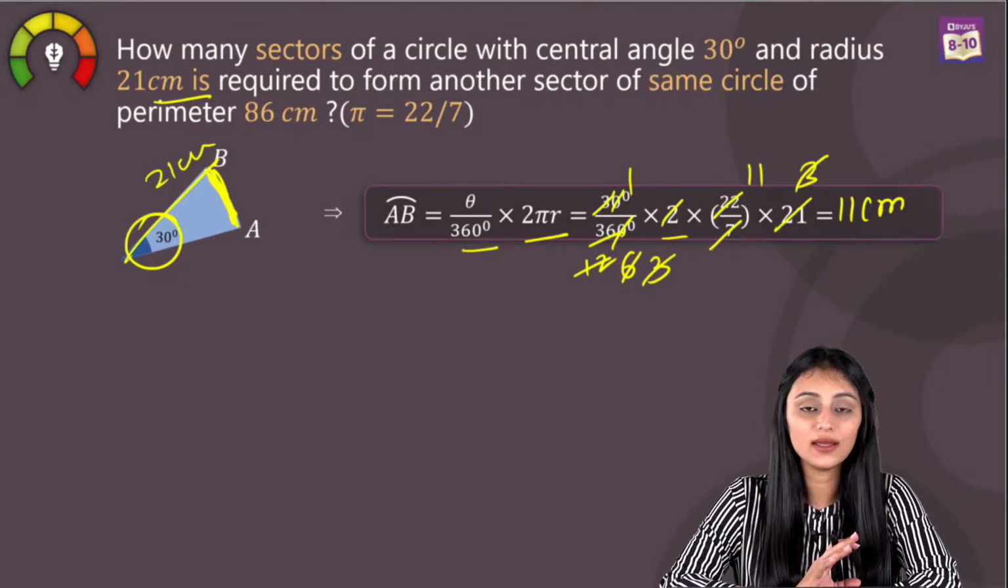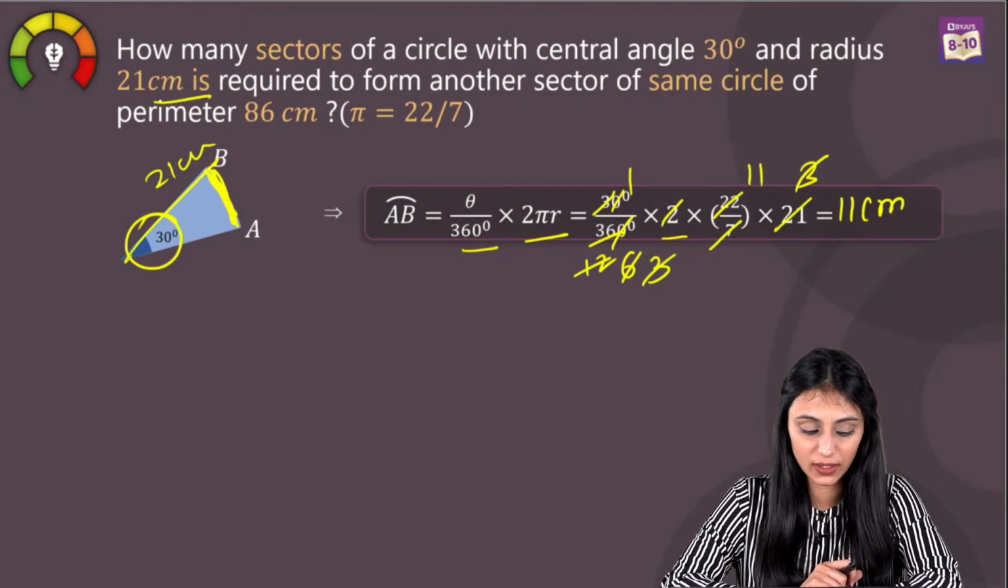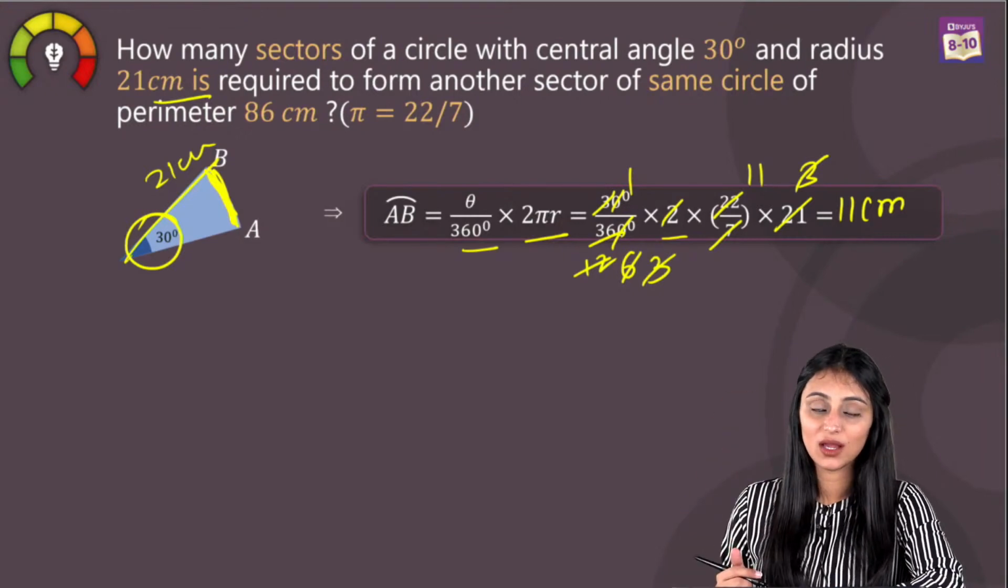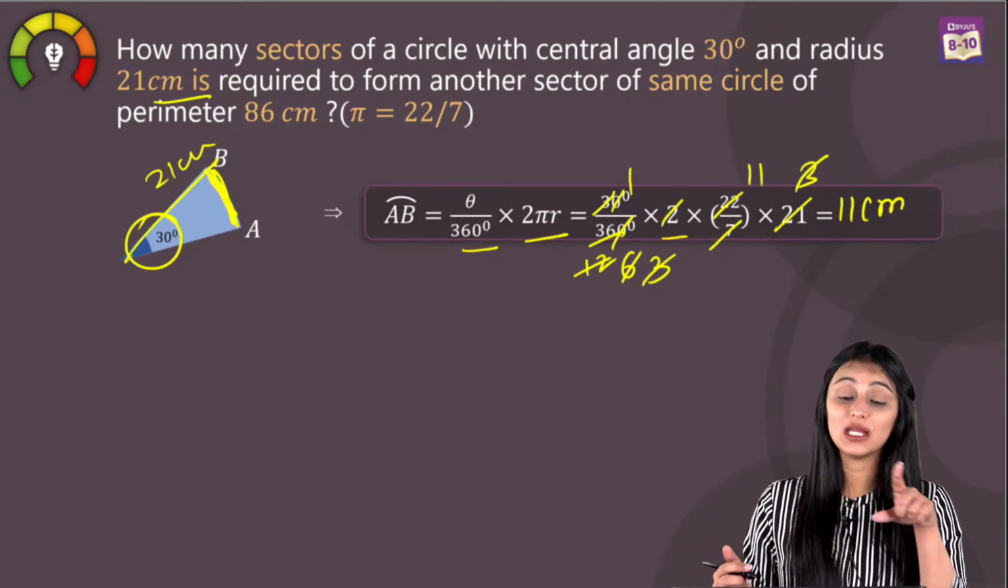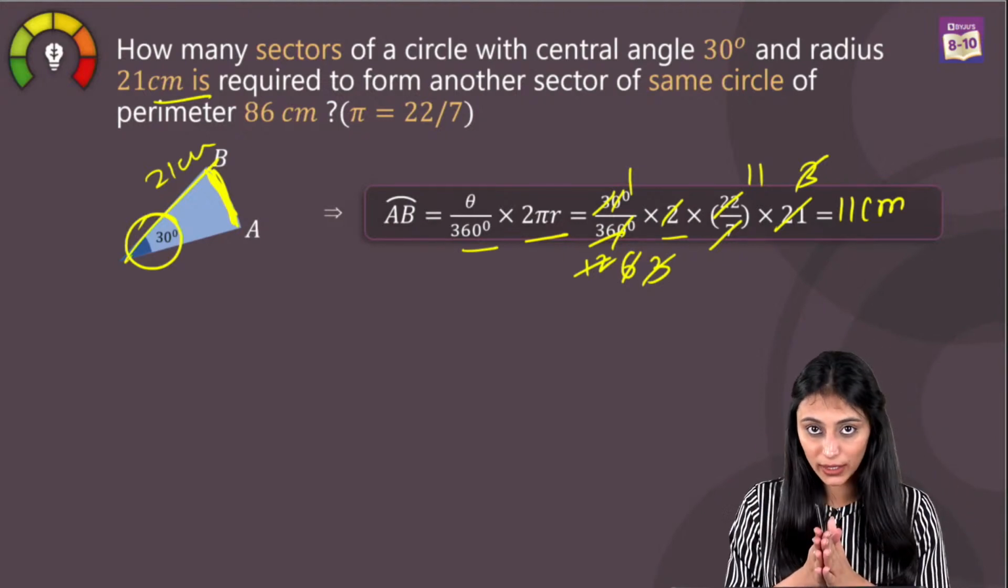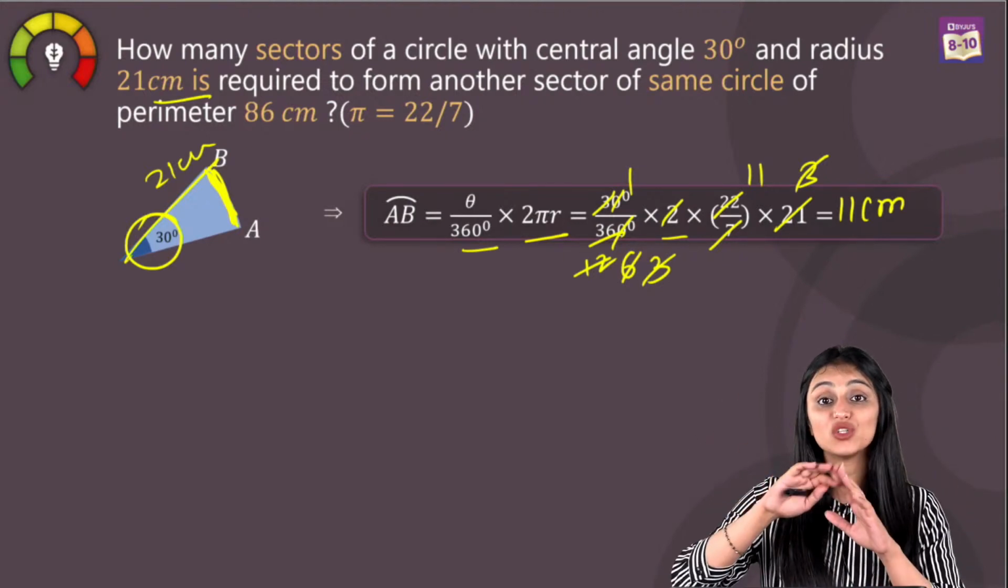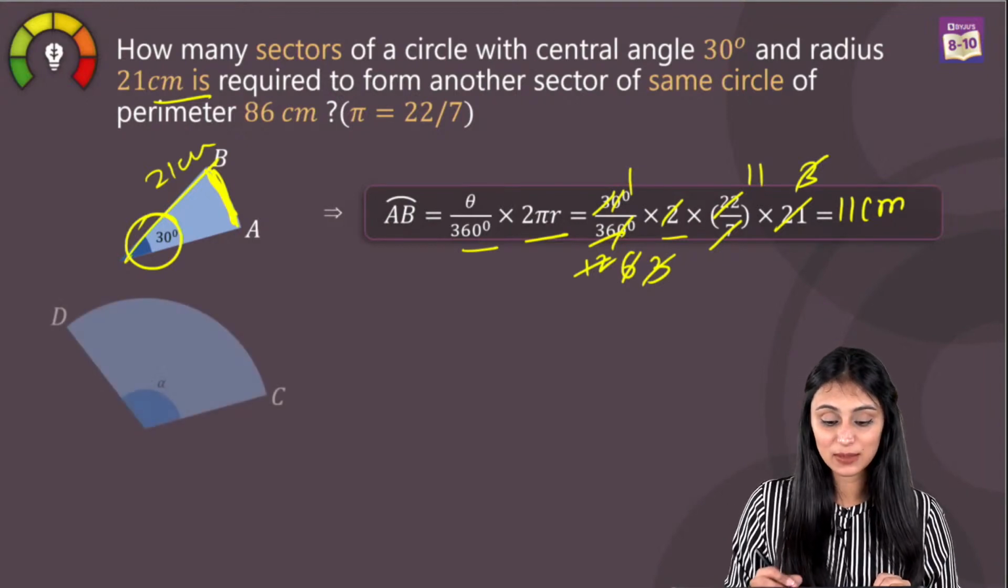So from here you will get 11 centimeter. This is the length of arc for AB. Now what did I ask you? How many such sectors are required to form another sector which has 86 centimeter as the perimeter?